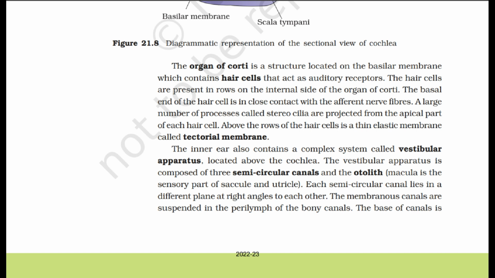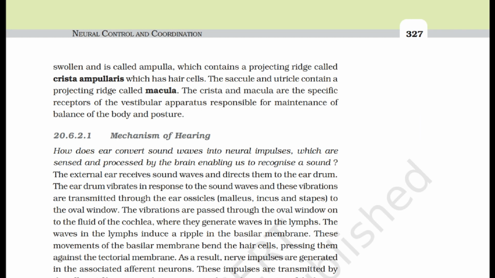The vestibular apparatus is composed of three semicircular canals, and the otolith. Macula is the sensory part of saccule and utricle. Each semicircular canal lies in a different plane at right angles to each other. The membranous canals are suspended in the perilymph of the bony canals. The base of canals is swollen and is called ampulla, which contains a projecting ridge called crista ampullaris, which has hair cells. The saccule and utricle contain a projecting ridge called macula.